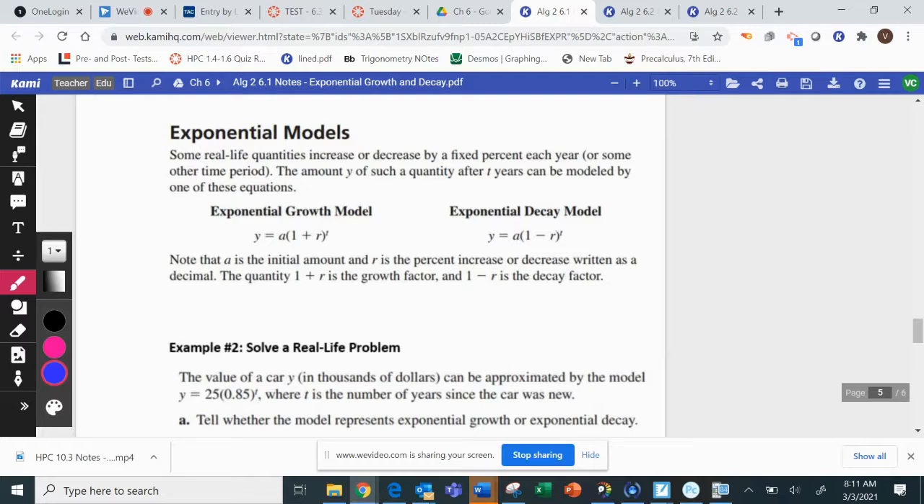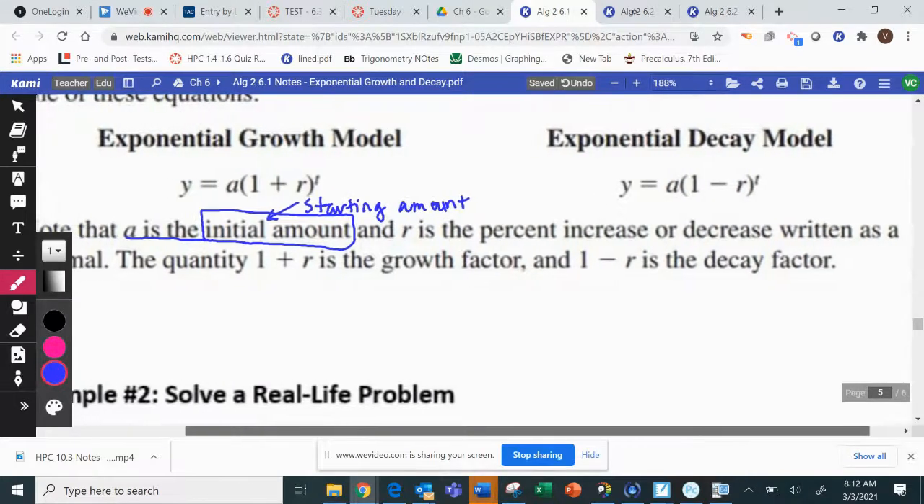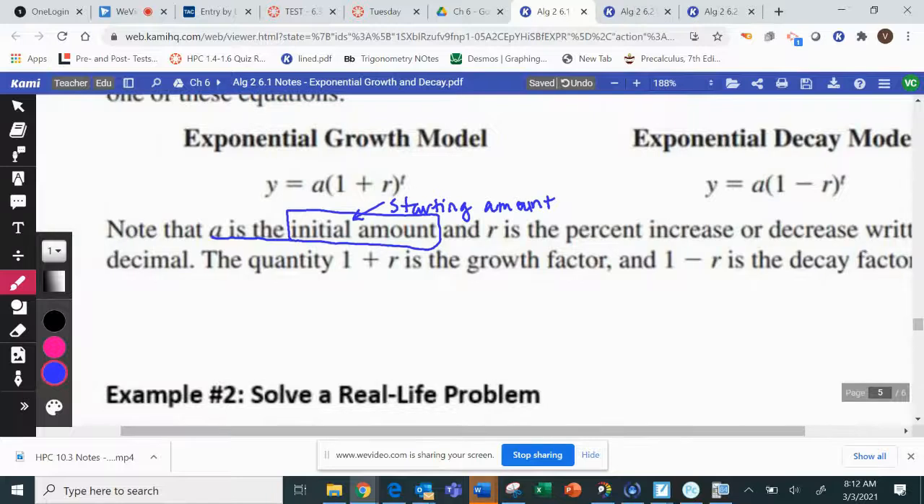There's two models: a growth model and a decay model. And they look almost exactly the same. We've got y equals a times, and a is the initial amount, the starting amount. And then we do 1 plus r. R is the percent increase or decrease, depending on if it's plus or minus, written as a decimal.